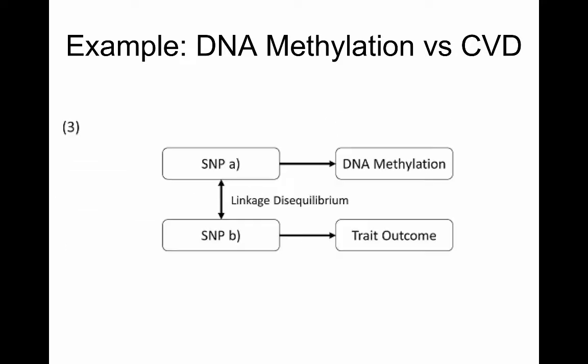But we're not even done yet. The third possible causal explanation also says that DNA methylation is not a mediator of this relationship between the genome and the cardiovascular trait. Instead, here, we have two SNPs that are not independent. They're in linkage disequilibrium, so there's a correlation between them. And one is influencing DNA methylation, while the other is influencing the outcome. So you might see an association between the DNA methylation and the outcome, but it's because of this phenomenon.